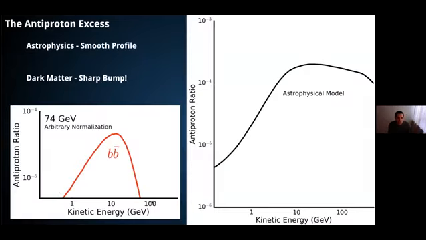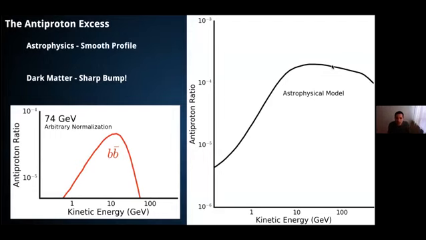The dark matter signal looks like this. It's a bump. It's about a factor of 10 below the mass of the dark matter particle, shown here for the best fit value of 74, which you wouldn't know yet. But here's the dark matter produced flux.